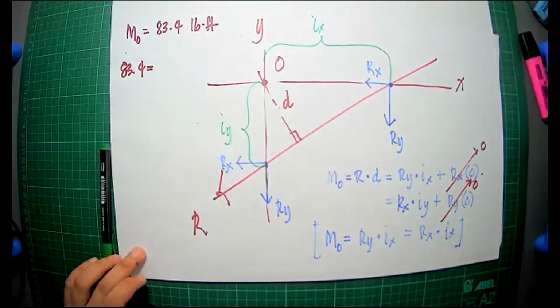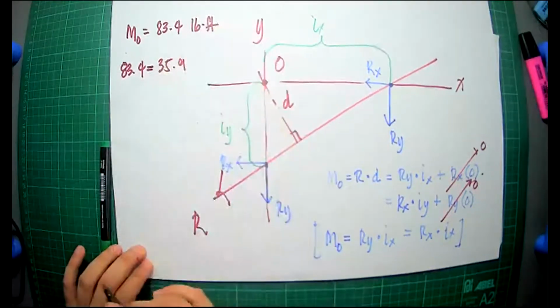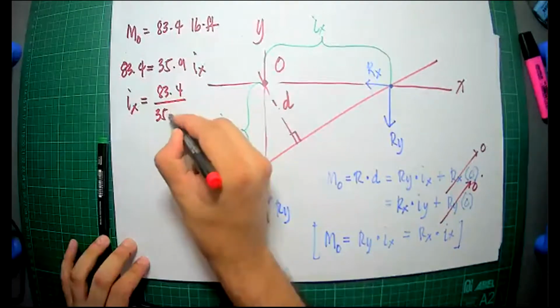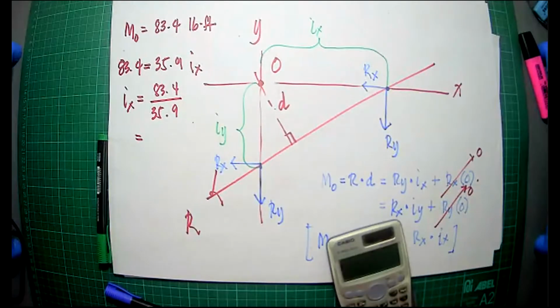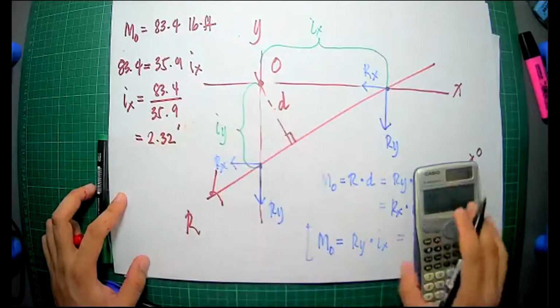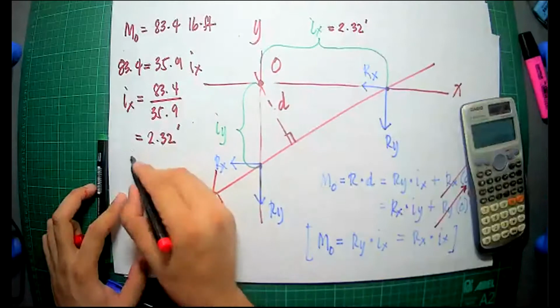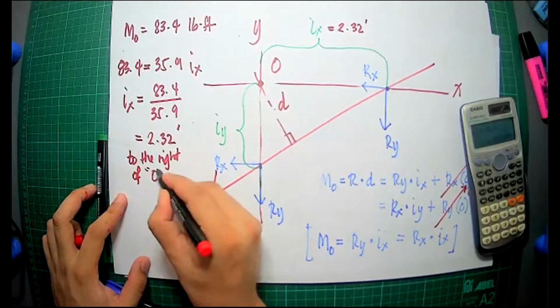What is the value of Ry again? 35.9, times I sub X. So I sub X is 83.4 divided by 35.9, and it is equal to 2.32 feet. So I sub X is 2.32 feet, to the right of O.